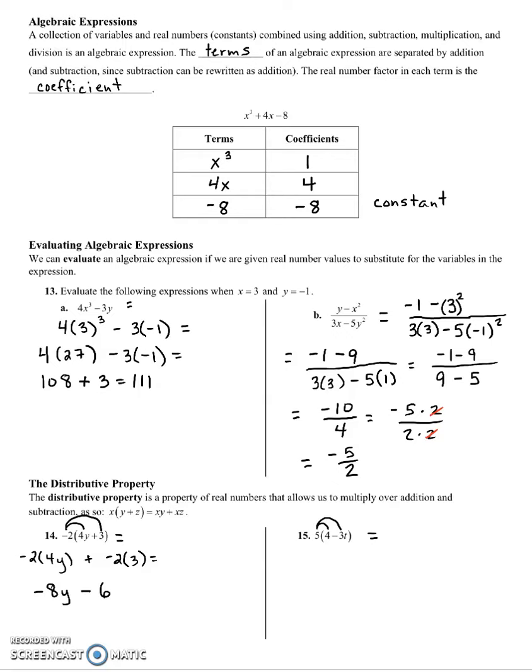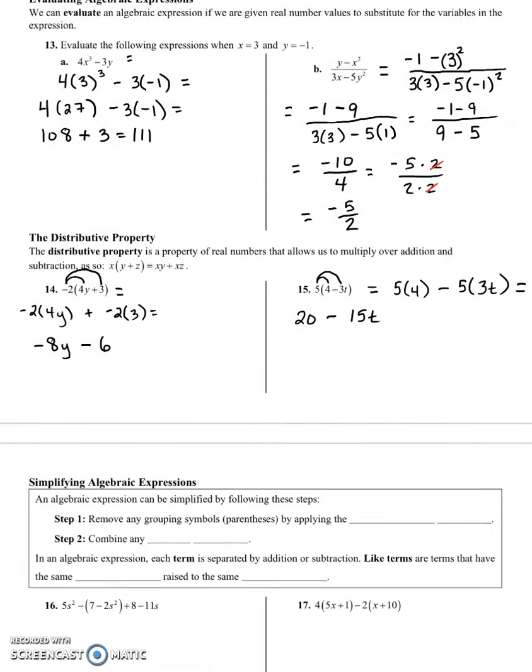We can just say 5 times 4 is 20. And then 5 times a negative 3t is negative 15t. Now, if you don't like to do it like that in your head, you can go ahead and go back and do the 5 times the 4 minus the 5 times the 3t. And then go ahead and finish the problem out. So that's the distributive property.